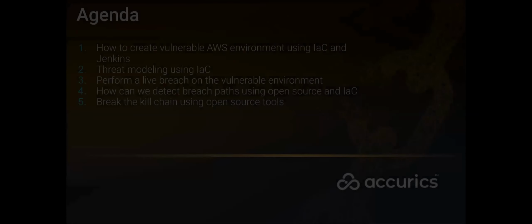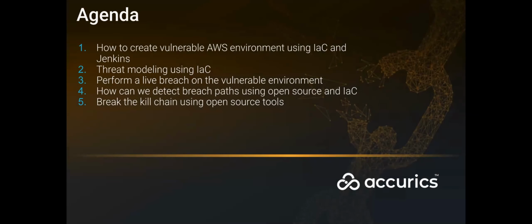So the agenda: first, we're going to see how we can create vulnerable AWS environments using infrastructure as code and a Jenkins pipeline. We're going to talk about a very cool open source project, which contains really good vulnerable infrastructure as code templates that we will be using.